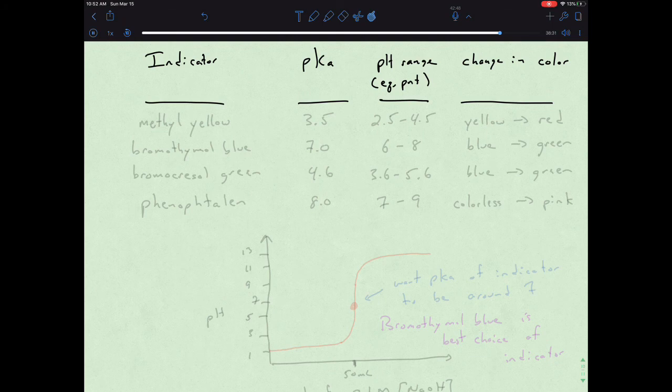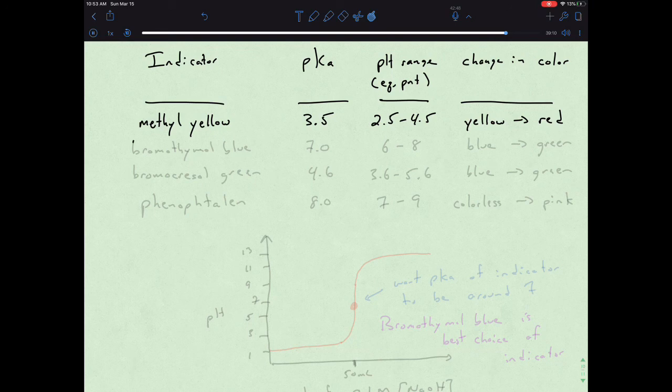So methyl yellow is kind of our first indicator. There are a ton of indicators that are out there. They all tend to have these color names with them, such as methyl yellow. The pKa of methyl yellow is 3.5. So the pH range that it could handle for the equivalence point would be 2.5 to 4.5. And that's actually going from yellow to red in terms of its color change.